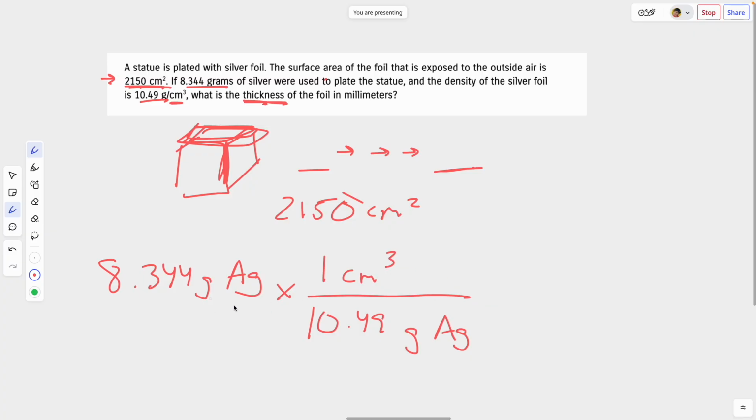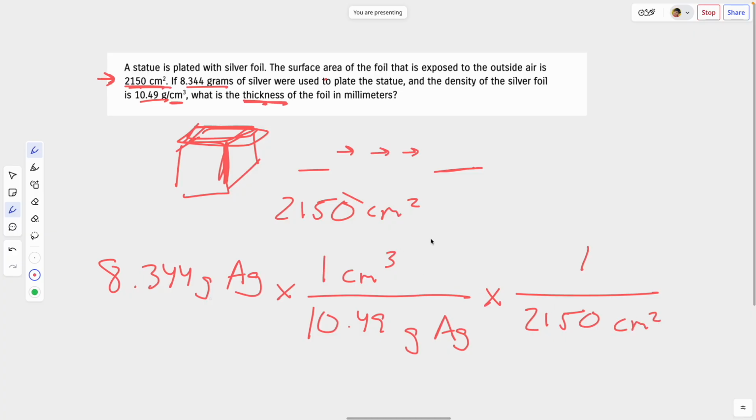So now we've converted this mass into a volume, and now we want the thickness, right? So we're going to want to divide this volume by the surface area that's given. This isn't very typical, but just so that we have all of our work in one line, I'm going to write it like this. But you could separate this into two different equations.